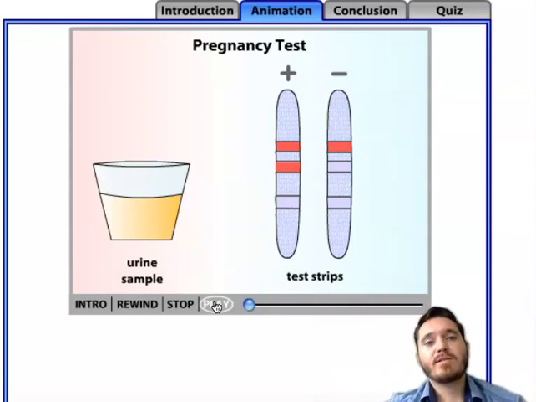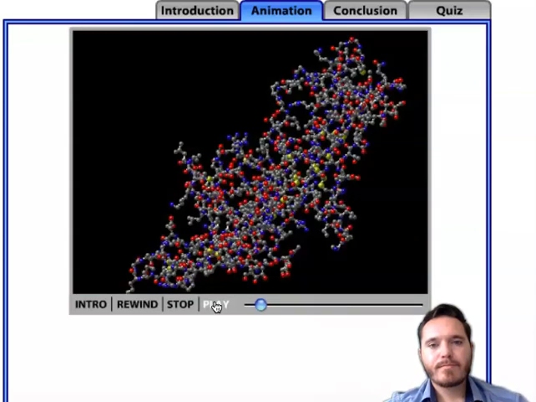A urine sample can be tested to determine whether a woman is pregnant. This test is based on the ability of antibodies placed on commercially prepared test strips to bind to specific molecules in the urine. The number of colored bands on a test strip determines whether the result is positive or negative. The urine of pregnant women contains a hormone called human chorionic gonadotropin, or HCG. HCG is produced by the developing placenta and has important functions in pregnancy.